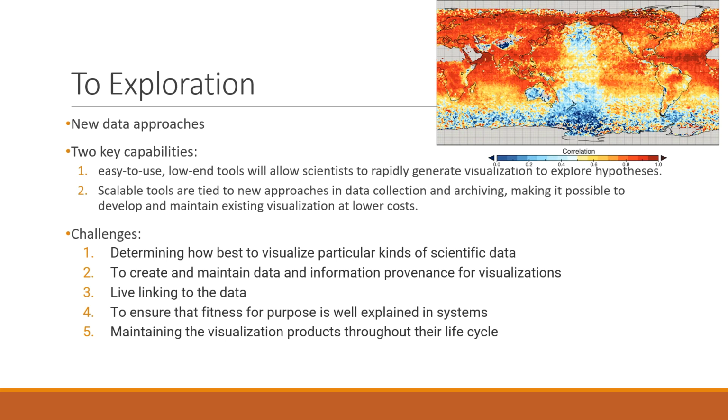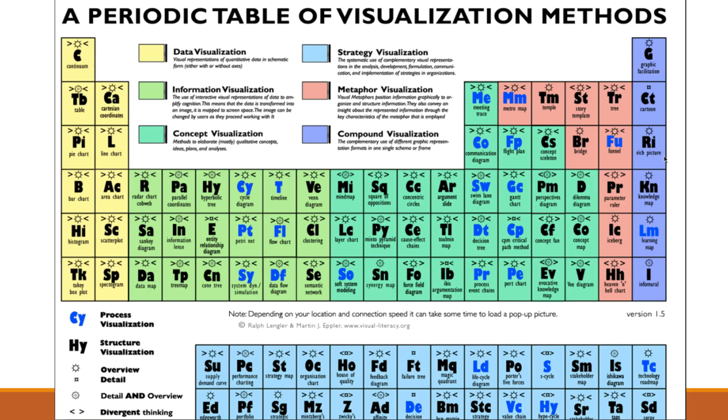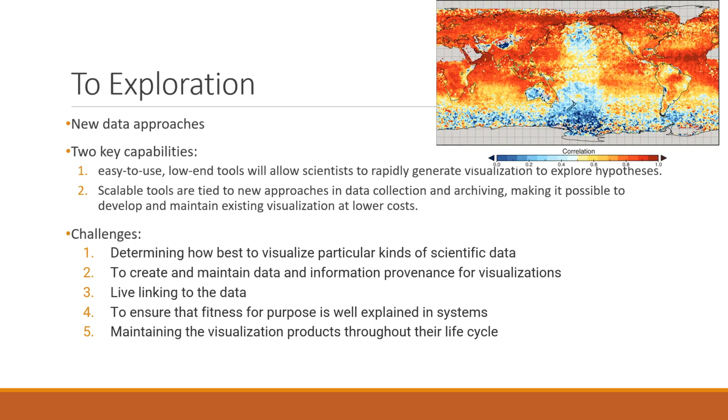First, new approaches are needed for determining how best to visualize particular kinds of scientific data. A strong start in this direction can be seen in the periodic table of visualization methods. It shows a number of visualization techniques organized by the type of data. The second challenge is to create and maintain data and information provenance for visualization. This is also the key to understanding and fixing data errors.